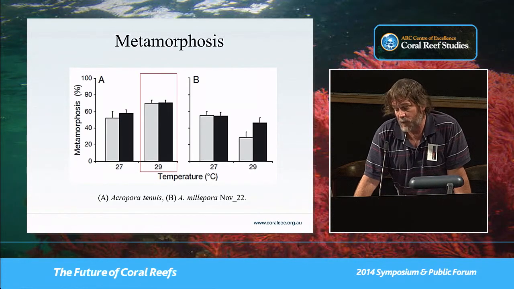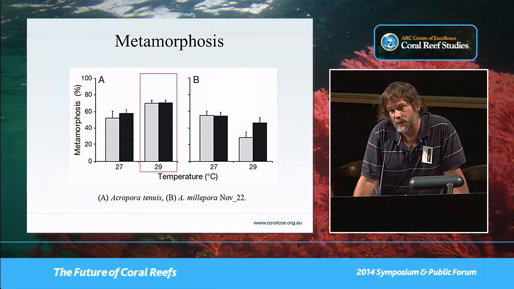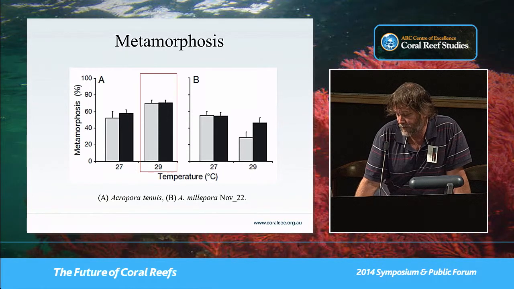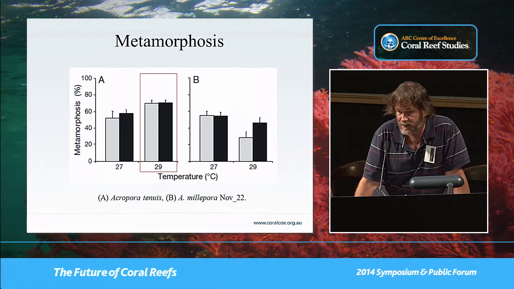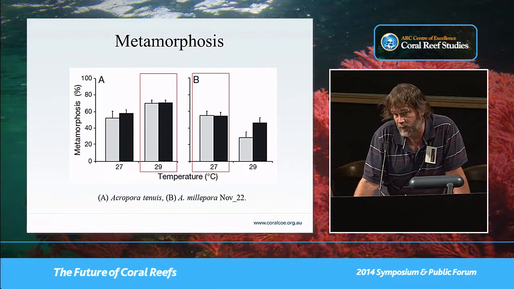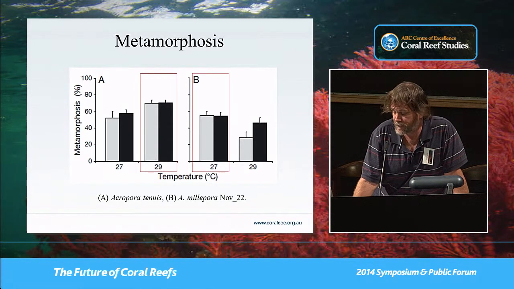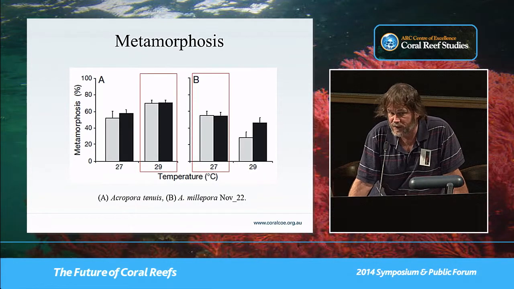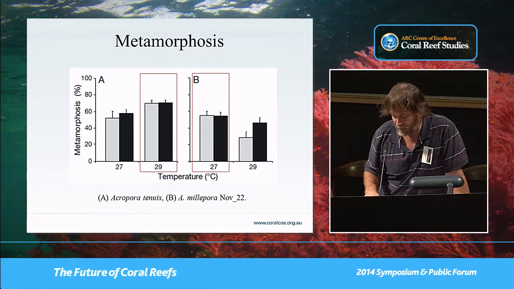Next, we looked at the metamorphosis, so the proportion of larvae that we introduced to conditioned tiles that successfully completed metamorphosis. And again, in the first assay, Acropora tenuis, we saw an increased rate of settlement at high temperature. But in Acropora millipora, we saw a reduced rate of metamorphosis, which is actually the next bar across at 29 degrees. So again, very variable effects.